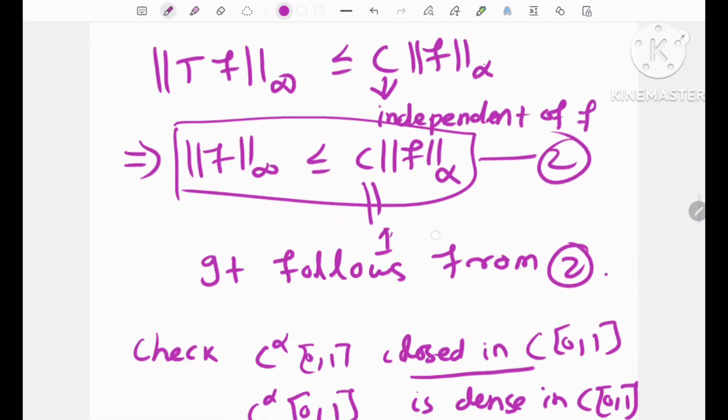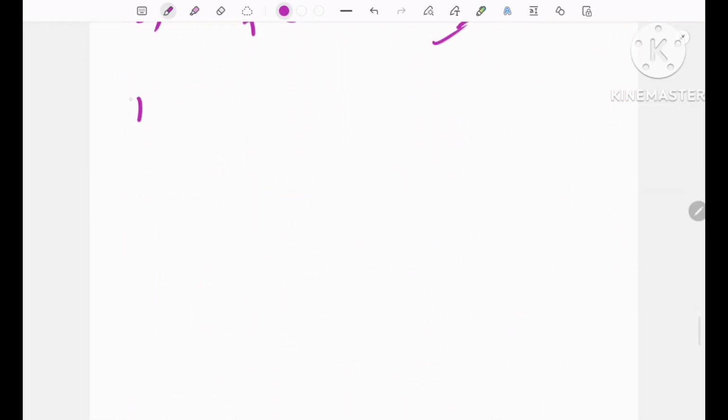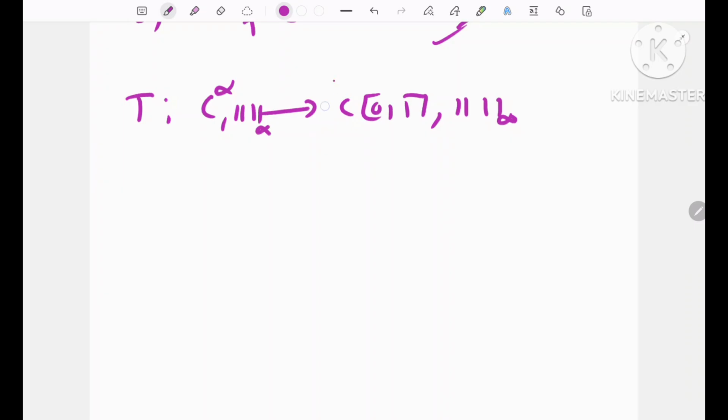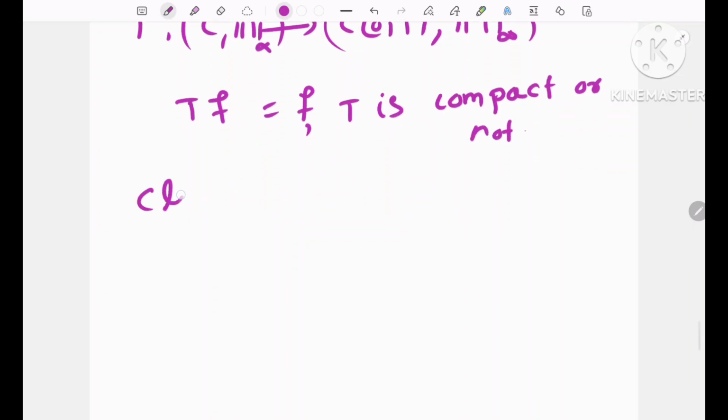In this part we will apply the Arzela-Ascoli theorem. We are checking that T is a map from C alpha to C[0,1]. Here it is associated with the sup norm, and here with the alpha norm. This space and this space, and T f equals f. Is T compact or not? We claim that T is compact.